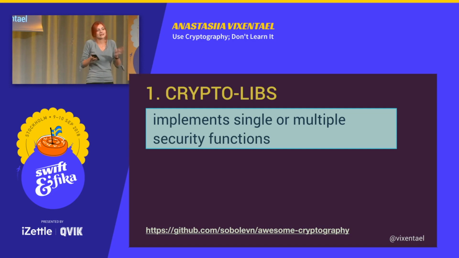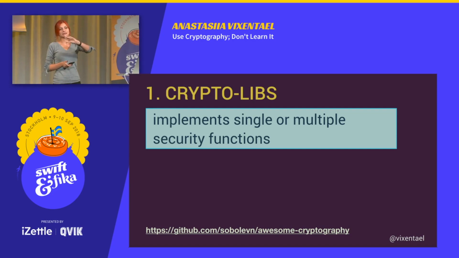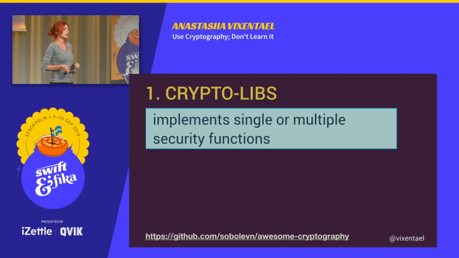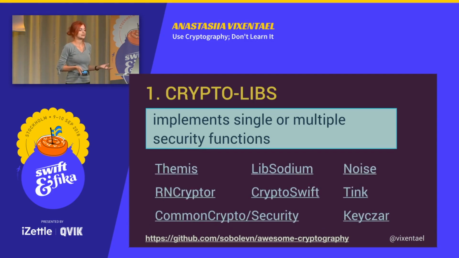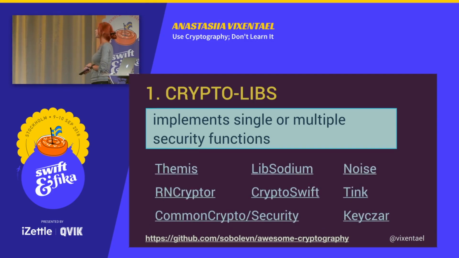Crypto libraries implement only some tiny security feature, like encryption or decryption, signing, verifying. There are plenty of libraries. You can check, by the way, Awesome Cryptography, where you can find a lot of libraries, out of scope of iOS development, if you're interested. Here, I just provide some examples. I think you know most of them, do you? Yes or no? No, okay.